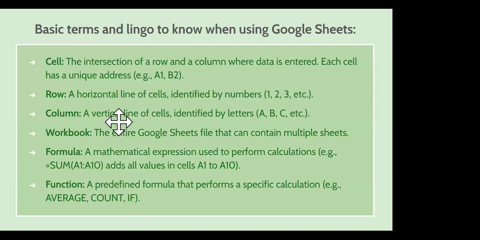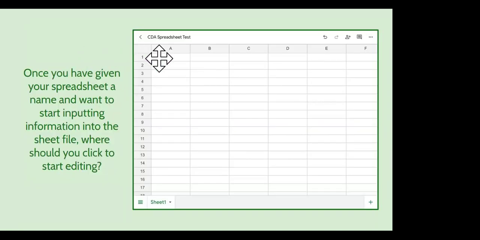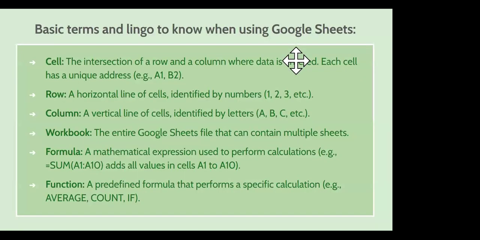You have column. The column, unlike the row, is vertical lines of cells, and they are identified by letters. So my rows are identified by numbers. My columns are identified by letters: A, B, C, D, F. And that is what I was referring to before about cell. A cell is the intersection between the column and the row. So whenever you stand in a cell, it will tell you that you are in cell A1, right? Depending on what you are pressing or what you have selected at the moment.